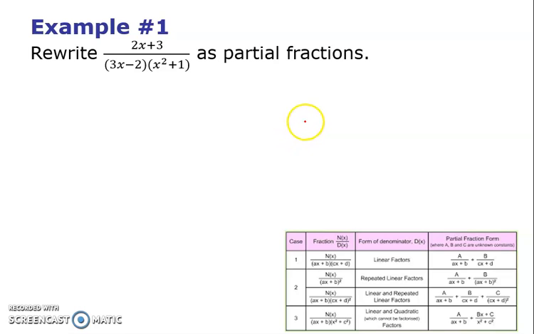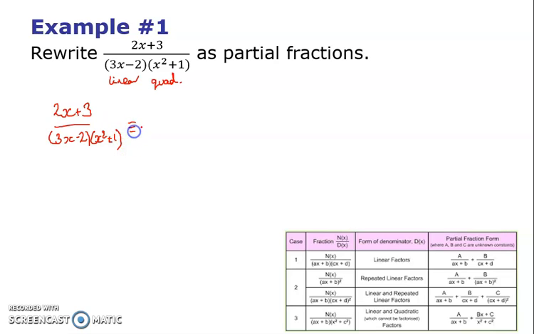So I want us now to look at the harder ones. Well, not necessarily harder ones, but different. They're an extension of what we've seen before. And you'll notice this is a linear factor. That's exactly the same as before. But this is our quadratic. And it's how we deal with this quadratic factor that we have to deal with now. So I'm going to write 2x plus 3 over this 3x minus 2 times x squared plus 1.